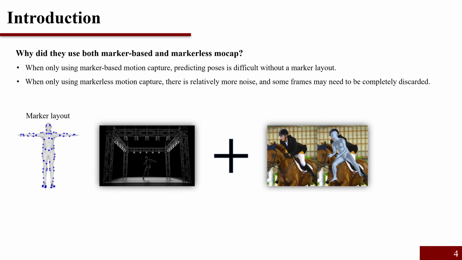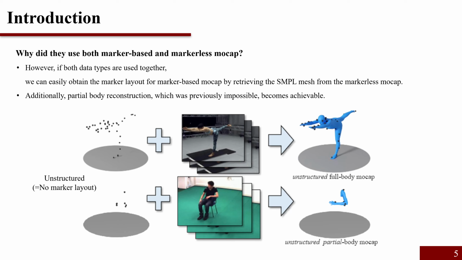When only using markerless motion capture, there is relatively more noise and some frames may need to be completely discarded. However, if both data types are used together, marker data and video data, we can easily obtain the marker layout from marker-based mocap by retrieving the SMPL mesh from the markerless mocap. Additionally, partial body reconstruction, which was previously impossible, becomes achievable.